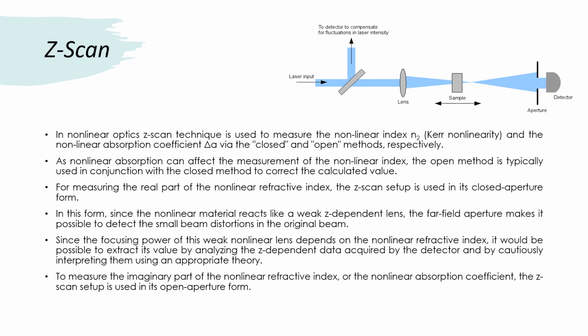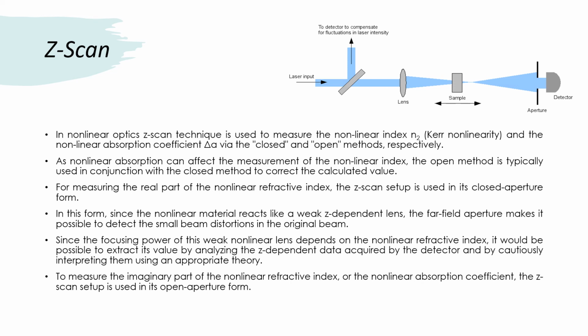Now coming to the Z scan. In non-linear optics, the Z scan technique is used to measure the non-linear index n2 and the non-linear absorption coefficient, that is delta alpha, via the closed and open aperture methods respectively. As non-linear absorption can affect the measurement of non-linear index, the open method is typically used in conjunction with a closed method to correct the calculated value.